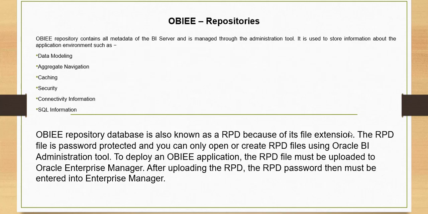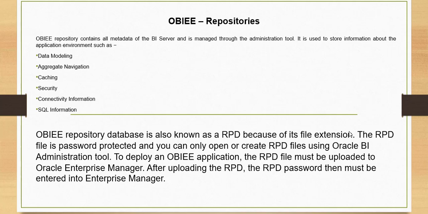OBIEE repository. The OBIEE repository contains all metadata of the BI server and is managed through the administration tool. It is used to store information about the application environment such as data modeling, aggregate navigation, caching, security, connectivity information, and SQL information.